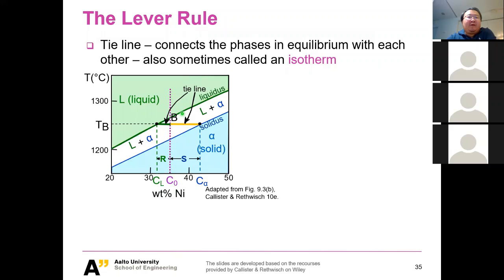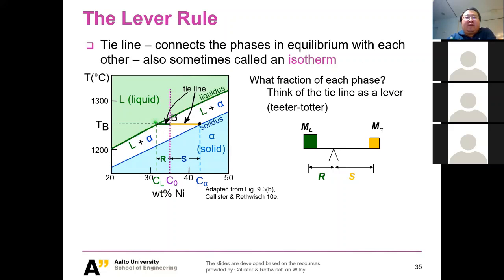The balance is with the C0, 35%. And then you have one phase, which is a little bit far away, and another phase which is a little bit shorter to the balanced one, and you want to know how much the weight of this one and that one. A very clear analogy is a teeter-totter. Basically we have a balance and the distances, so-called S and R, and now you want to know the weight of the alpha phase and the liquid phase.